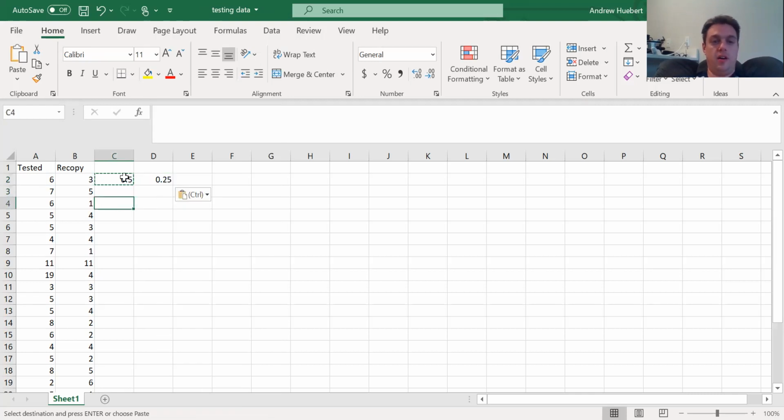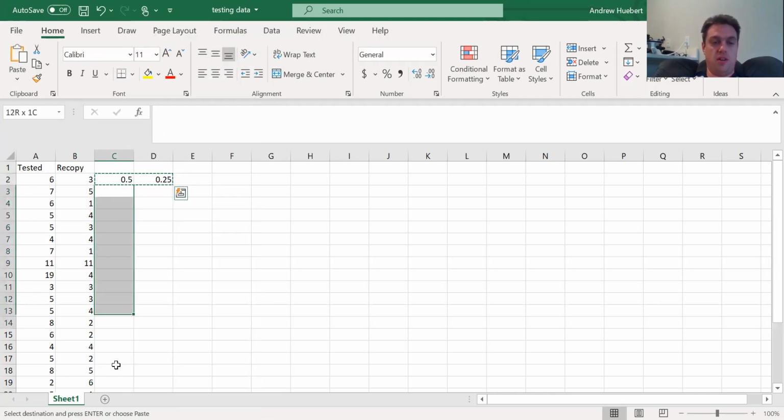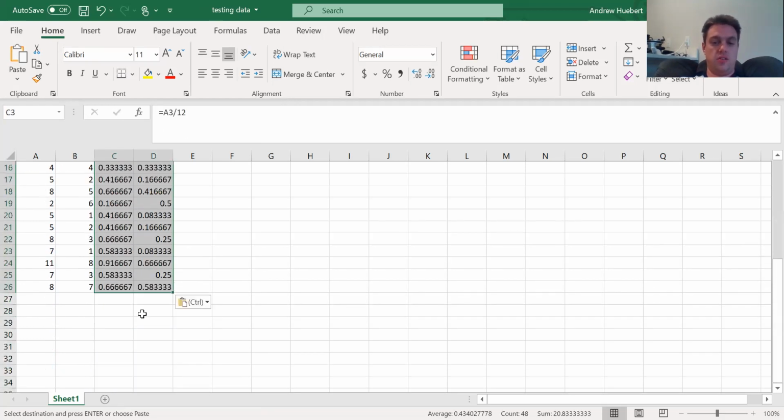Remember, with Excel, it changes based on relative position. So if you move this over here, it'll give you equals B2 divided by 12. Okay. And then just copy those, paste them all along here. And there you go. There are our results. So, okay.